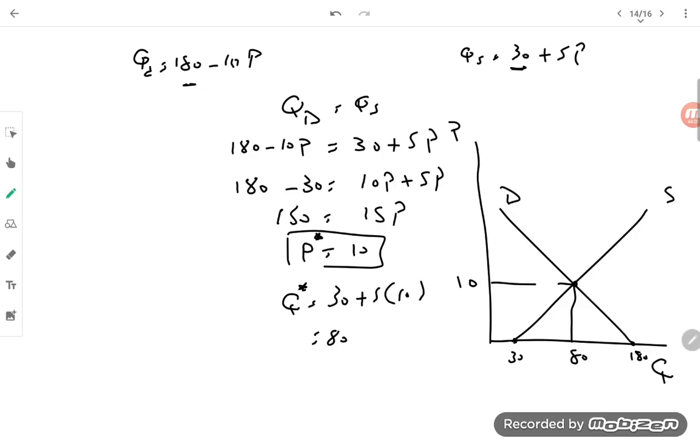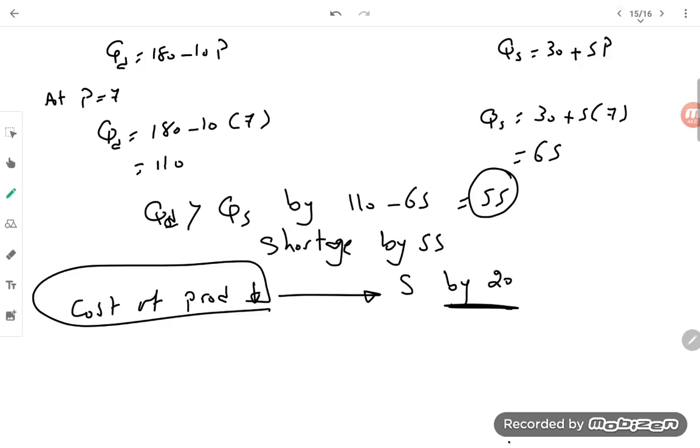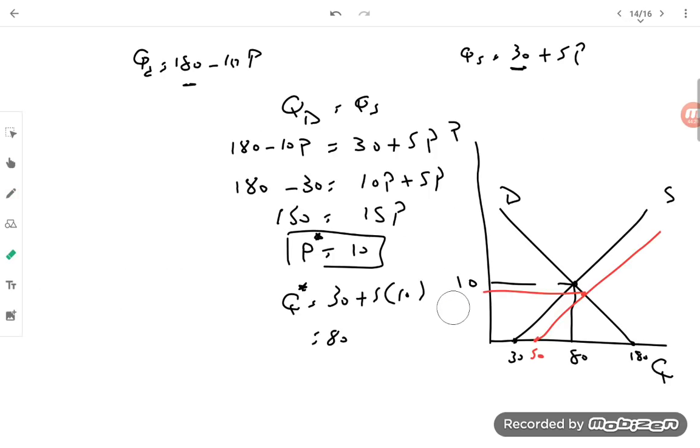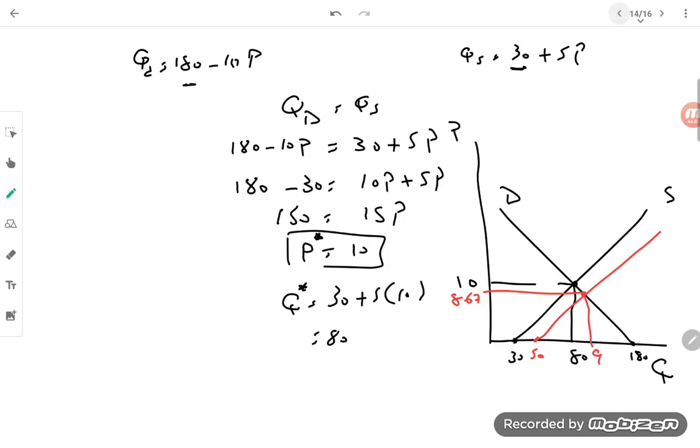To illustrate this graphically, there is no change in the demand curve. The supply curve will shift to the right, so the intercept will be 50 instead of 30. So this is the new supply curve. And the equilibrium price is going to decrease to 8.67. And the equilibrium quantity is going to increase to 93.33.